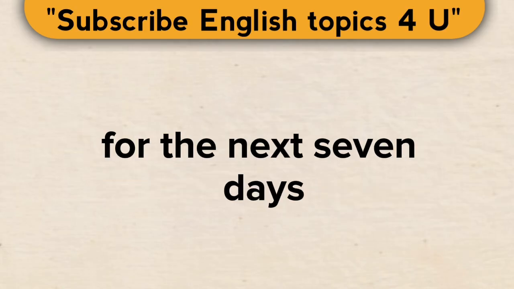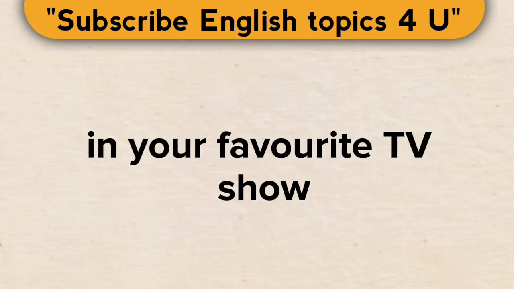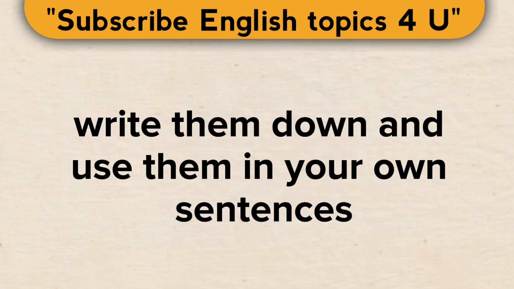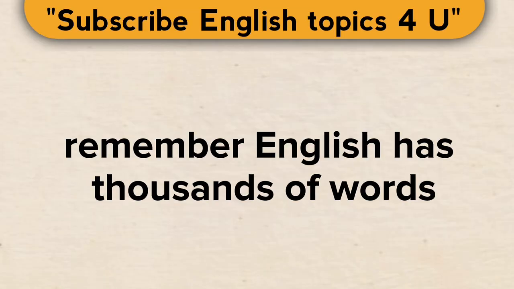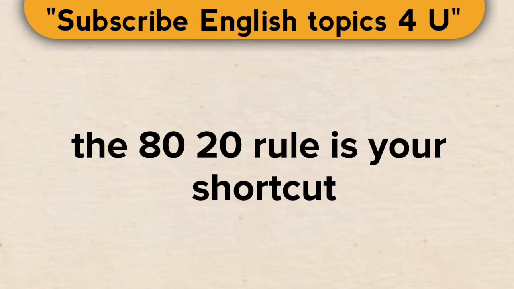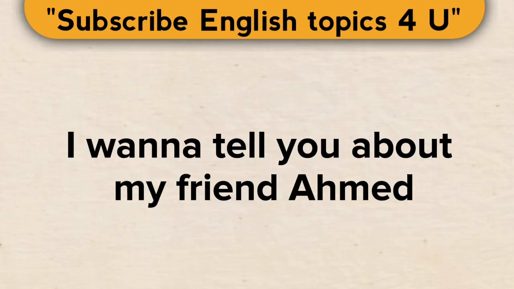For the next 7 days, only focus on words and phrases you hear again and again in your favorite TV show, movie, or YouTube channel. Write them down and use them in your own sentences. Remember, English has thousands of words, but you only need the right ones to start speaking fast. The 80-20 rule is your shortcut. Learn smart, speak sooner.